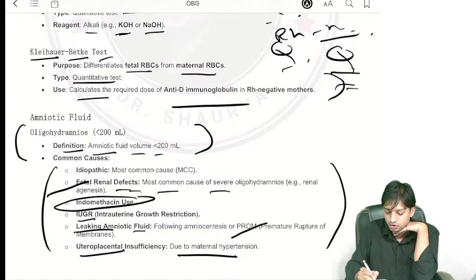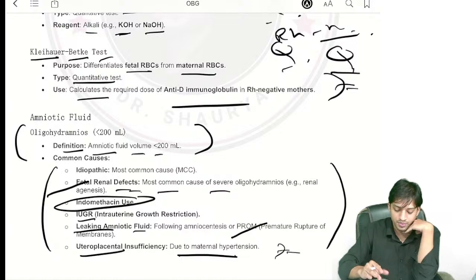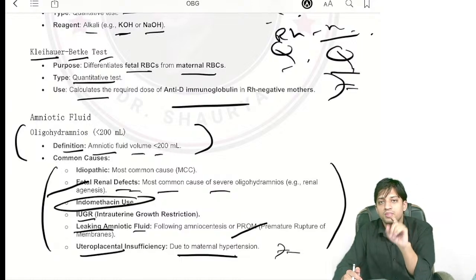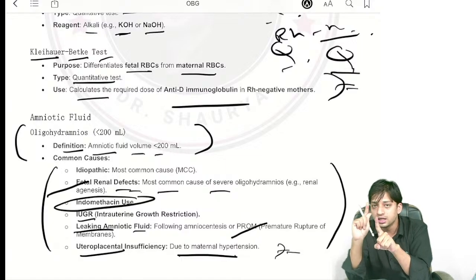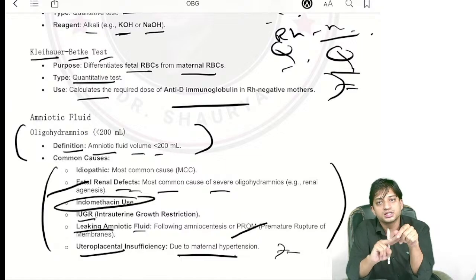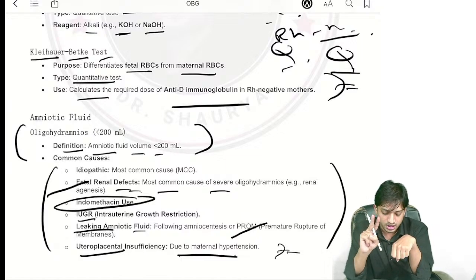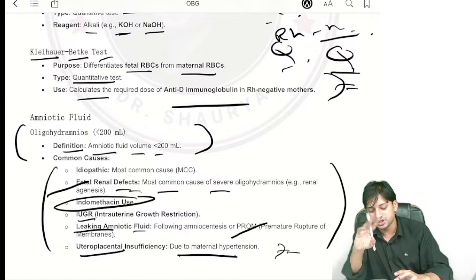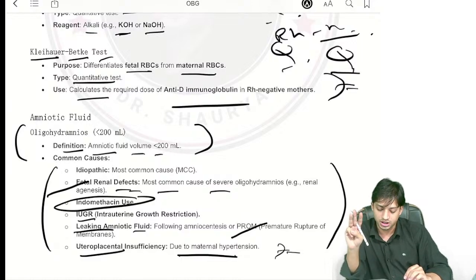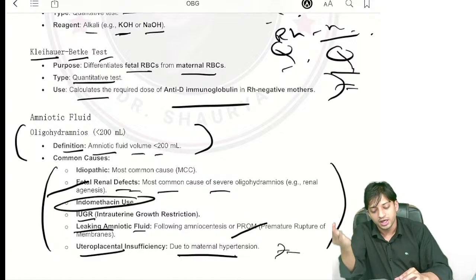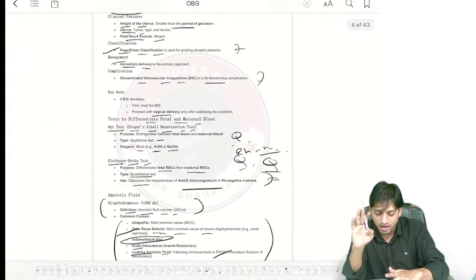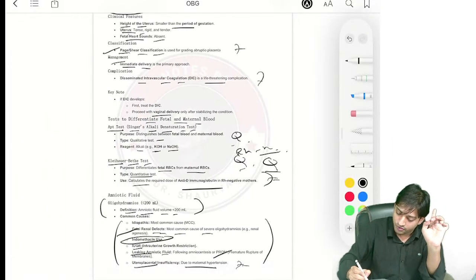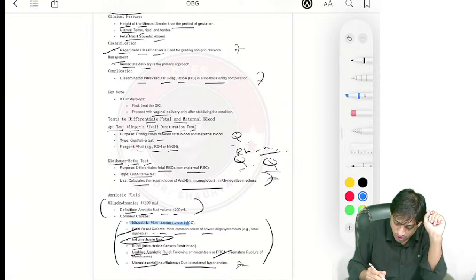Now, uteroplacental insufficiency. What is it? It is due to maternal hypertension. Simple. So what are the important causes that you have to remember? Remember the drug, because in the pharma part they can ask you: indomethacin first. Second is fetal renal agenesis, very important. They have asked it many times, right? Third is uteroplacental insufficiency due to maternal hypertension, either pregnancy induced hypertension or maternal hypertension as it is. These are three important causes to remember for your exams. They have asked very frequently from these three causes.